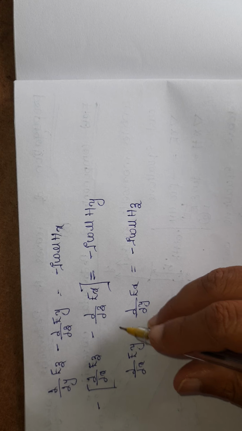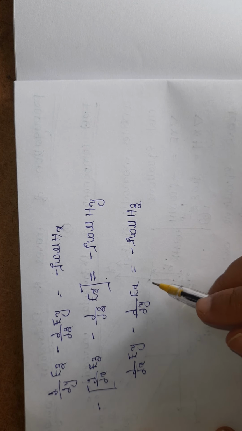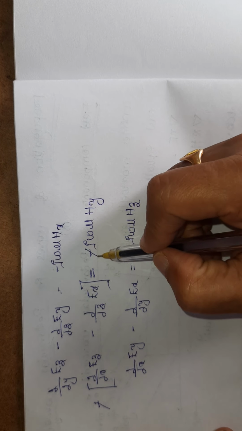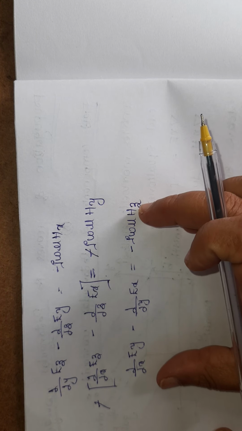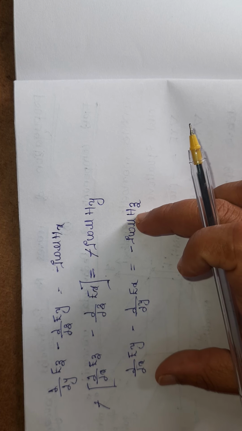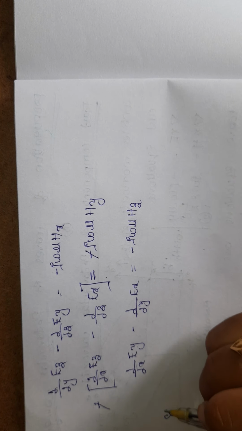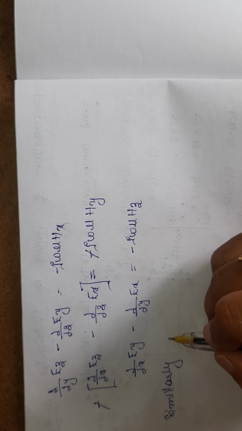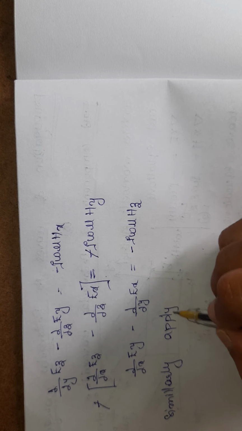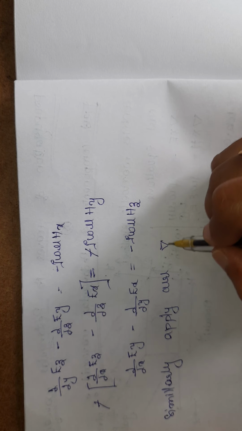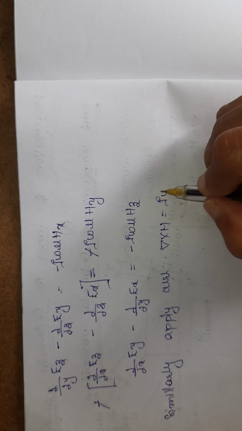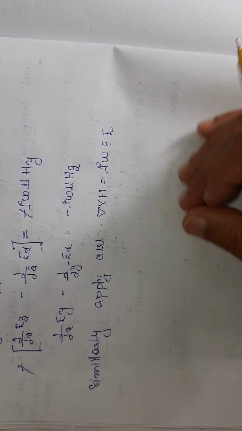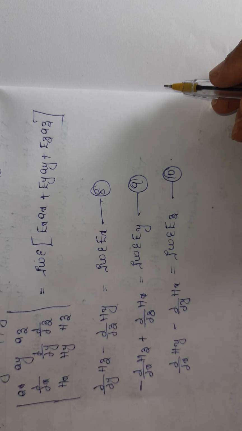So after writing Ax, Ay, Az components, I got the equations like this. Okay, here minus minus will get cancelled. Okay, this is an expansion of del cross E. Now similarly you have to go for expansion of del cross H, that is apply curl, del cross H is equal to j omega epsilon E. Okay, so these are the equations I got after applying the curl.